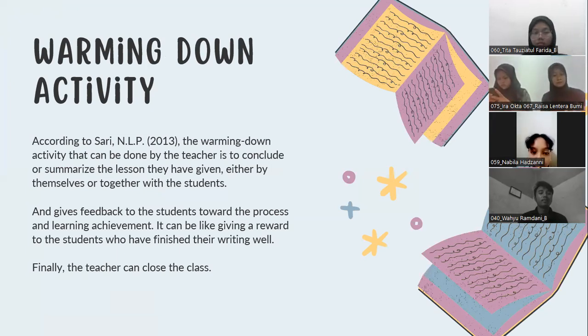According to Sari NLP 2013, the warming down activity that can be done by the teacher is to conclude or summarize the lesson they have given, either by themselves or together with the students, and give feedback to the students toward the process and learning achievement. It can be like giving a reward to the students who have finished their work well. Finally, the teacher can close the class.